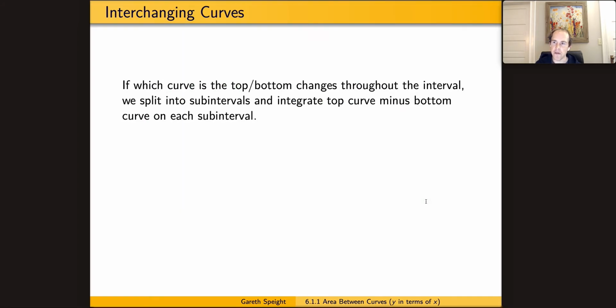Okay, but what about if the curve which is on top changes throughout the interval? In that case, we should split up and just find the area of each piece separately. For instance, suppose at the start, f is on top and g is below, and then later on g is above and f is below. Well, we should split up into two pieces, on each of which integrate the top curve minus the bottom curve.